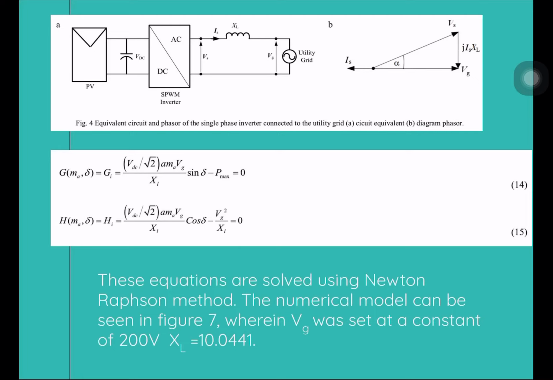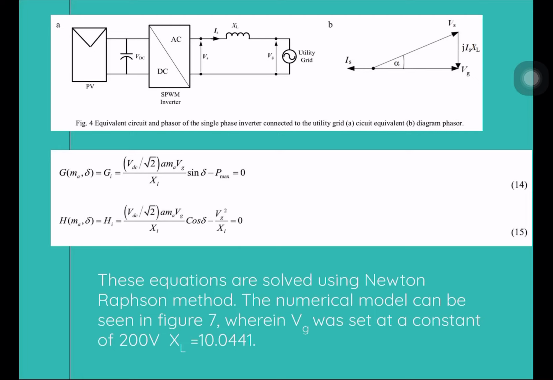So here in Figure 4a, we see the equivalent circuit, which is our PV array, connected in parallel to our SPWM inverter, which is connected in parallel as well to our utility grid with a reactance of XL in between. And in 4b, we can see the phasor diagram, which we will use to find our maximum power, active and reactive power, using the components.